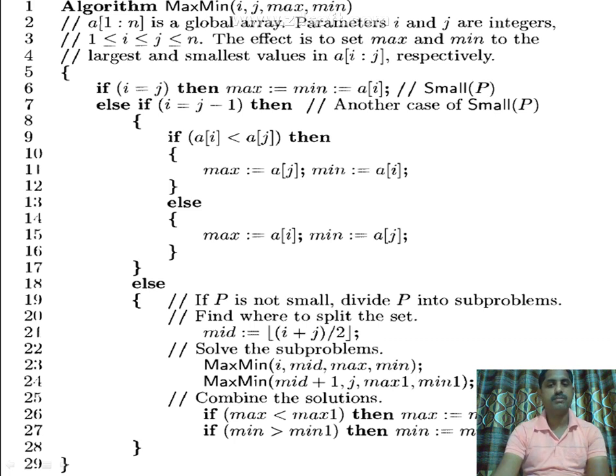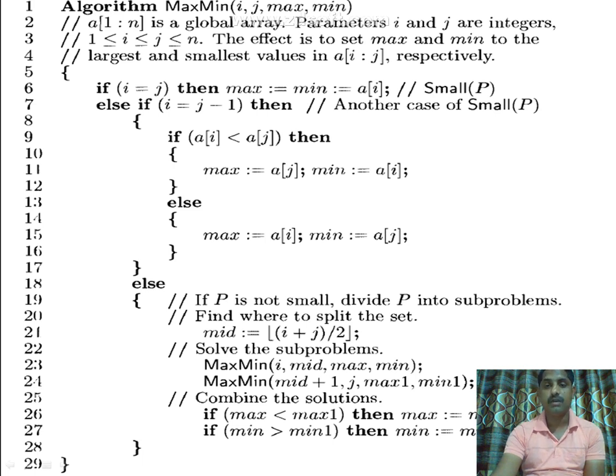If min greater than min 1, then min equal to min 1. Likewise, we have to construct the maximum value and the minimum value. If small(p) is one of the conditions, another condition is i equal to j minus 1. If p is not small, then we divide into sub-problems, that is mid equal to (i plus j) by 2, and MaxMin of i, mid, max, min.